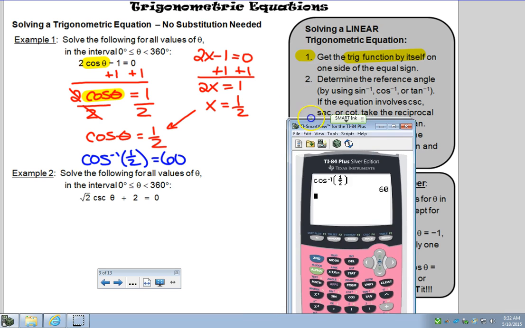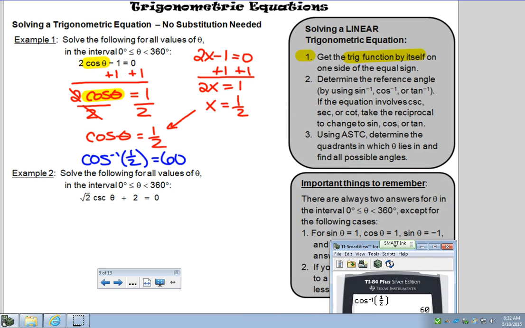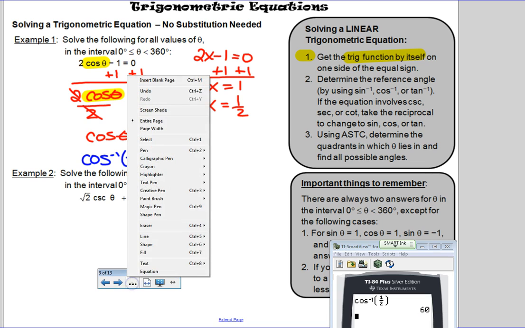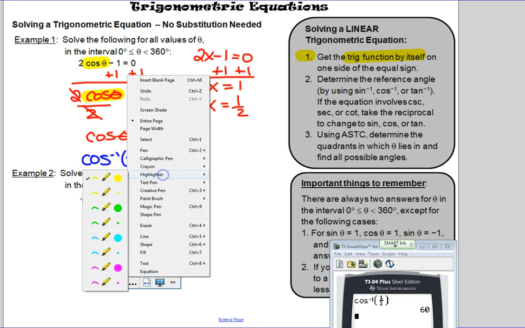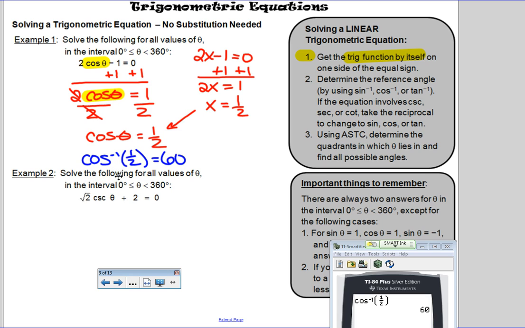Okay, but then we're not done, because you have to always keep in mind that the angles have 2 places where they're positive quadrants and 2 places where they're negative quadrants. So you're going to figure out the angle by doing the inverse functions. And then you have to use the ASTC to determine which quadrants you're in. And then from there determine what the angles are.